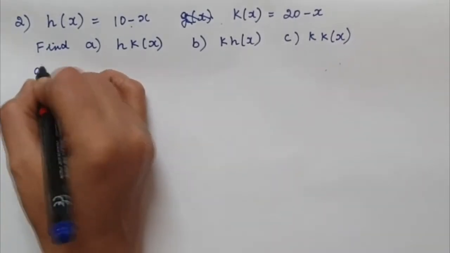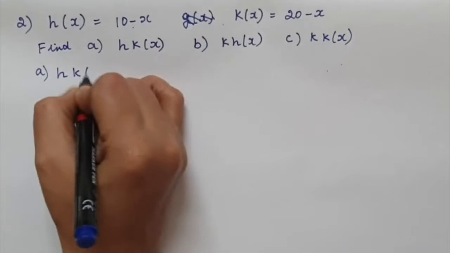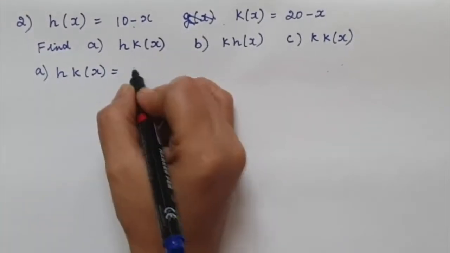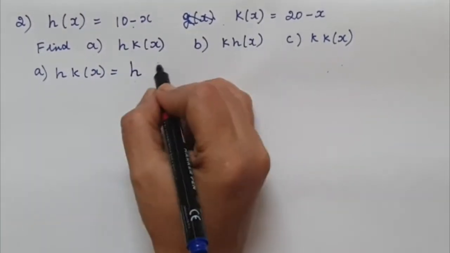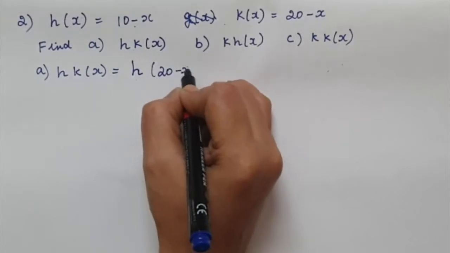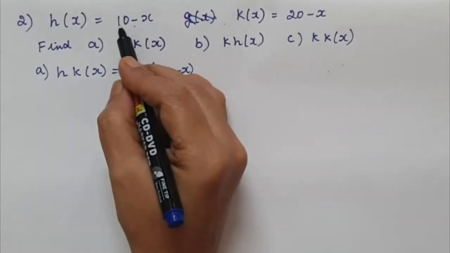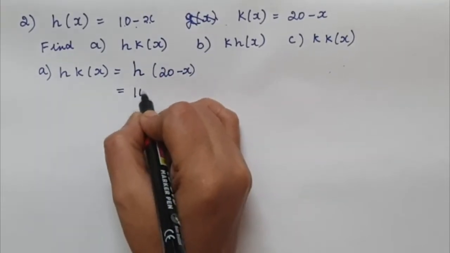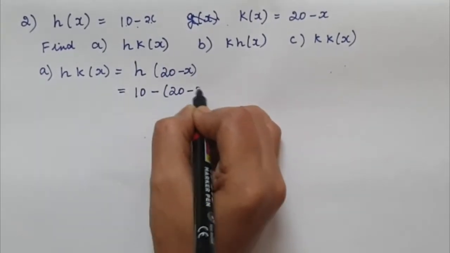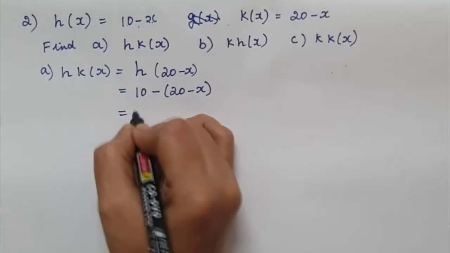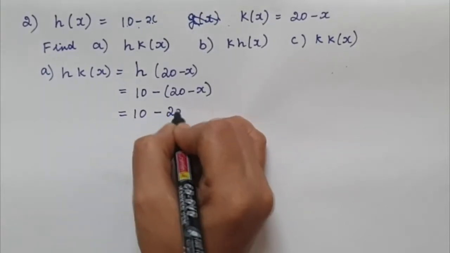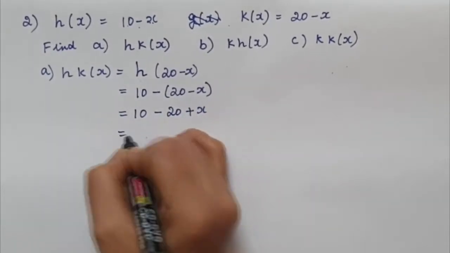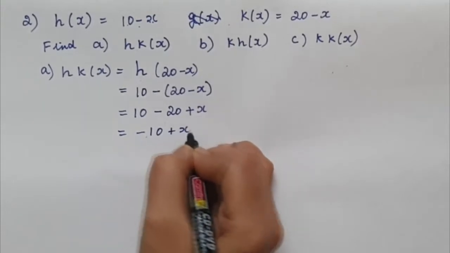Now our first one, h k of x. So we keep our h as it is. K of x is 20 minus x. Now here replace x by 20 minus x in h. So it will be 10 minus (20 minus x). So it will be 10 minus 20 plus x. So it will be minus 10 plus x.